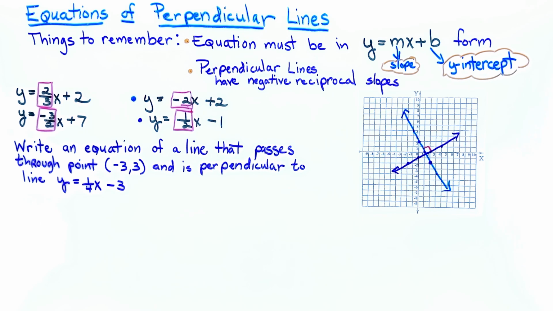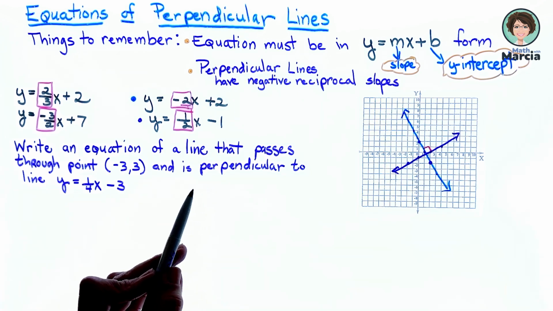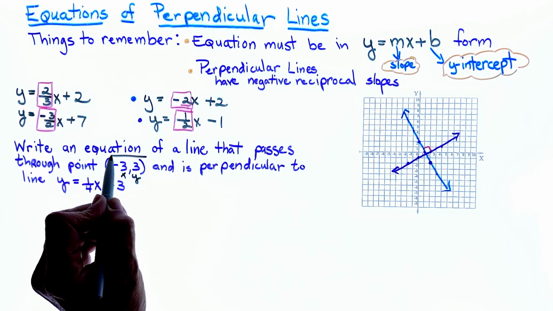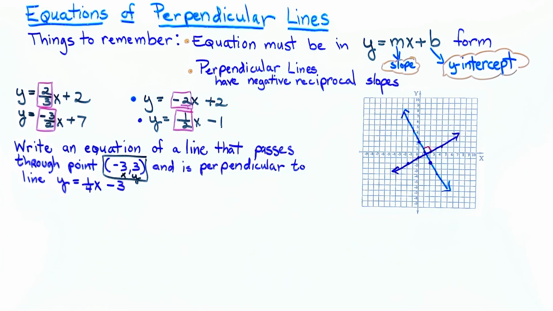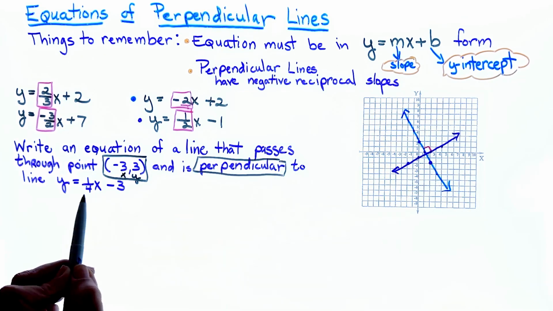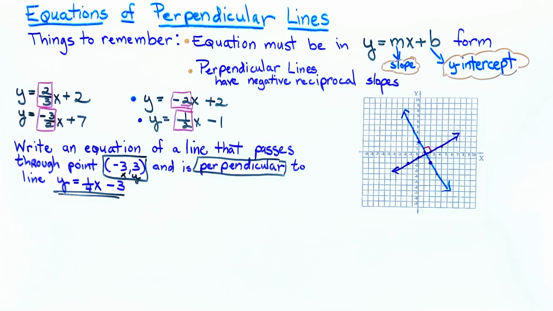Well, what happens if you're given a problem that says, write an equation of a line that passes through point negative 3, 3, and is perpendicular to line y is equal to 1/4 x minus 3? Well, let's mark our text. So we have an equation of a line that passes through this point, and I'm going to label it my x and my y. That's extremely important. It must be perpendicular to this given line.